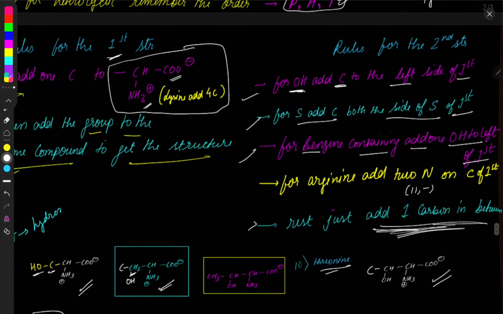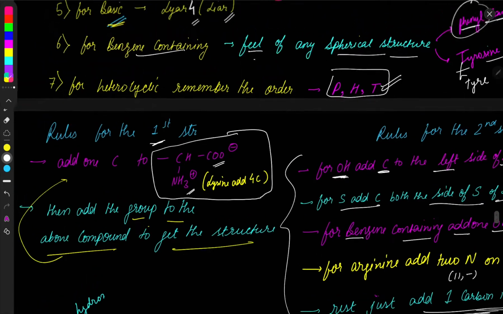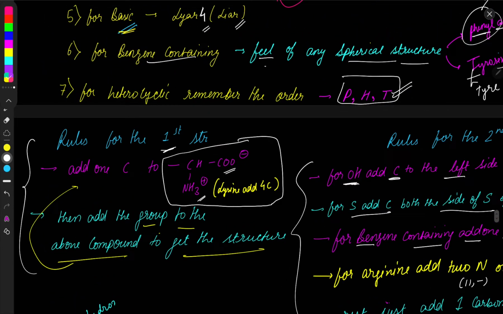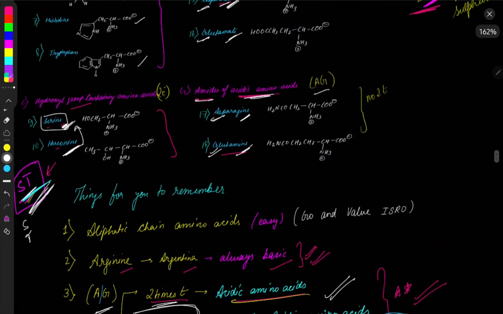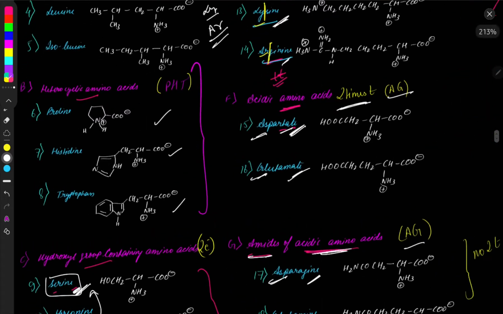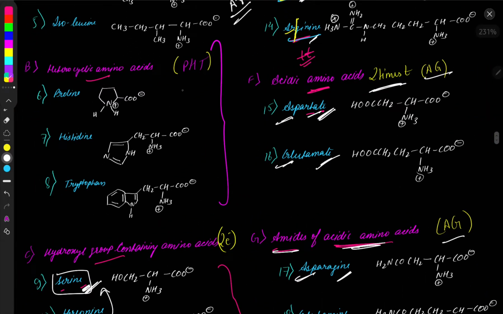So see, these are the 5 rules which you have to memorize, and these are the 2 rules which you have to memorize. That's all, and you will get hold on these 20 structures. And you can ask, what about these structures? What about these 3 structures?